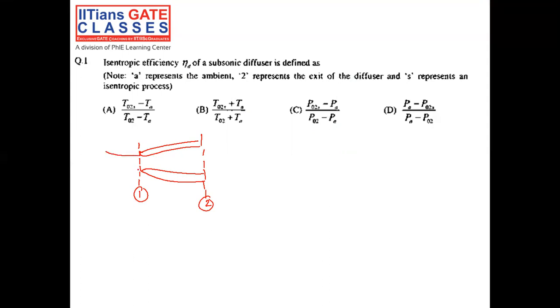in front of this diffuser when it sucks the air from the atmosphere. So this is the stream tube, and this denotes the atmospheric condition from which the air is being sucked, right? So this is the schematic of a subsonic diffuser. Now we have to draw the TS diagram, the temperature entropy diagram, for this diffuser.